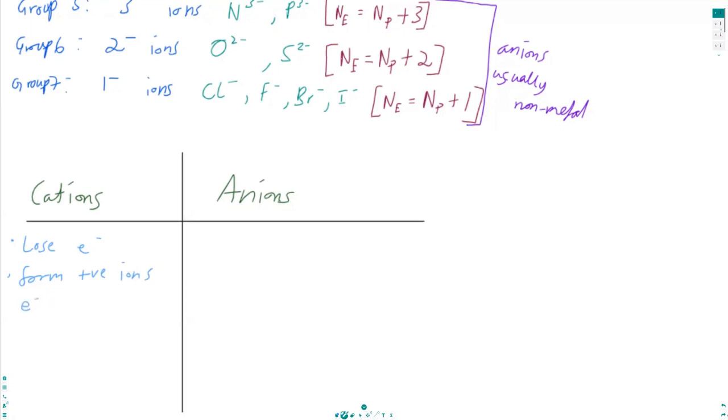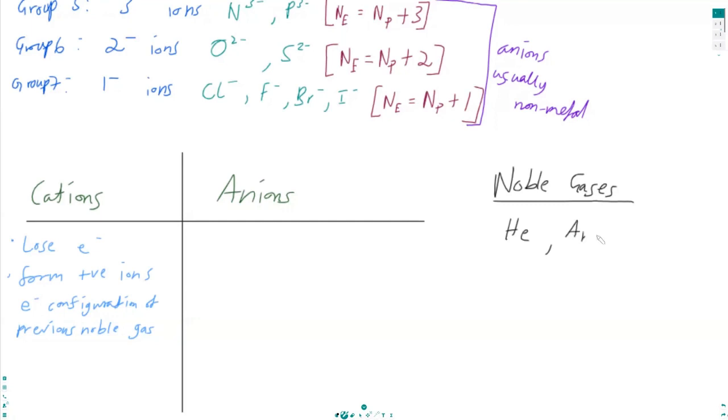And they have the electron configuration of the previous noble gas. If you don't know what I mean by noble gas, basically group 0 is the noble gases, just a little side note. These are helium, argon, neon. Basically, these are group 0 or group 18, as they're called in the textbook.